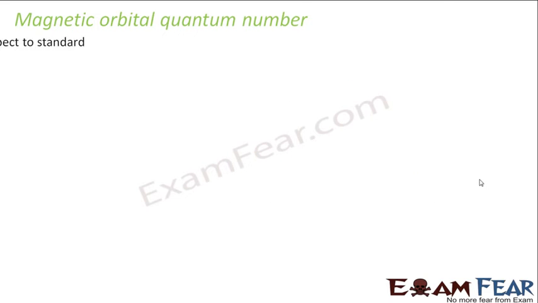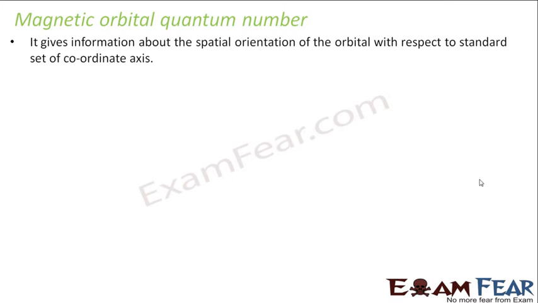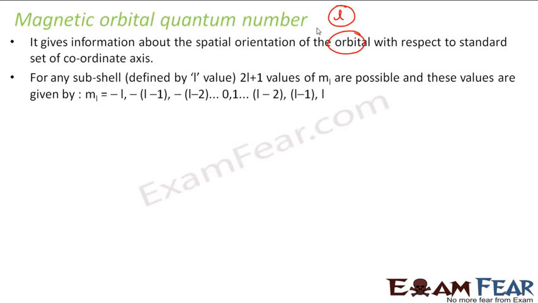Now we'll talk about the magnetic quantum number. It gives the information about the orientation of the orbital. Till now we have seen that L, the azimuthal quantum number, gives the shape of the orbital, whether it is an S shape, P shape, or D shape. This one gives the orientation of the orbital with respect to the coordinate axis.